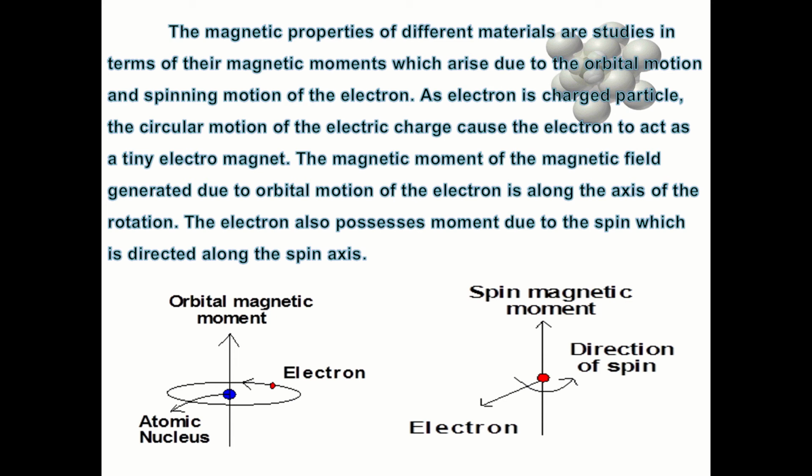As you know, an electron is a charged particle and it is continuously moving. This motion of the electron makes it act as a tiny electromagnet. So, electron being charged and continuously in motion, it acts as a miniature electromagnet. The magnetic moment of the magnetic field generated due to orbital motion of the electron is along the axis of rotation. The electron also possesses a moment due to spin, which is directed along the spin axis.